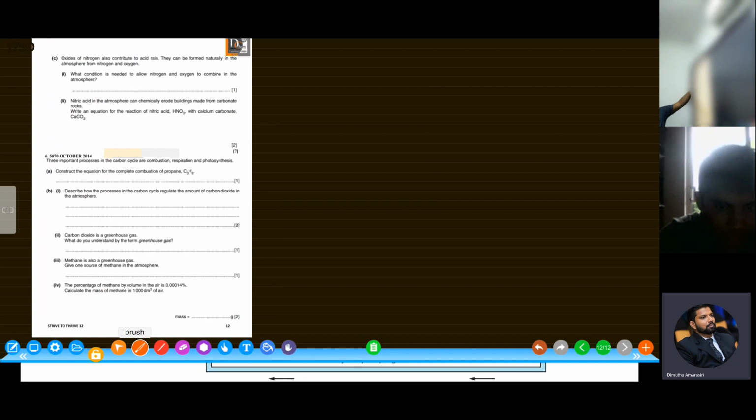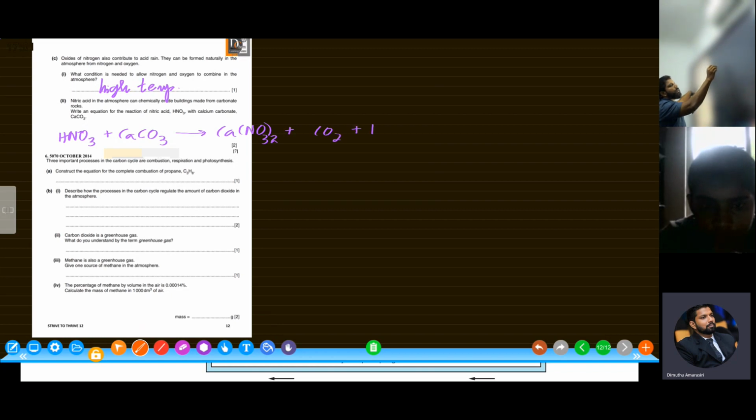Okay, what condition is needed for nitrogen and oxygen to combine? High temperature. High energy is not a condition. Energy is needed, but what is the condition? High temperature. Nitric acid in the atmosphere chemically reacting with calcium carbonate will give you calcium nitrate. Don't forget the valency of calcium. You get carbon dioxide and water.